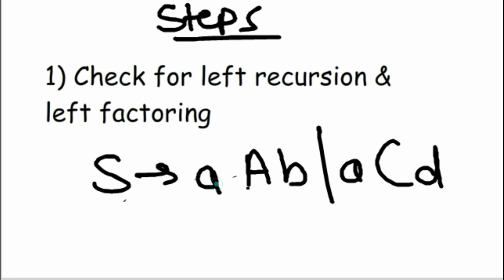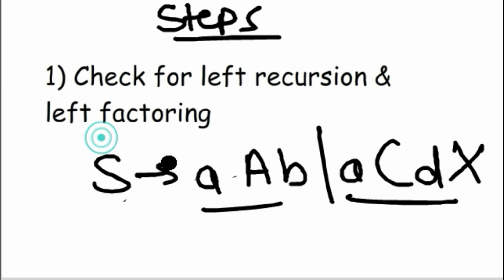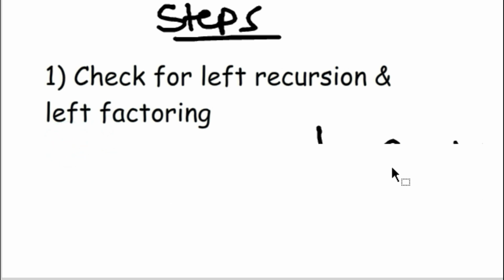In this example, you can see that this is an OR symbol. In between the OR symbol, we have two options. This one also starts with small a and this one also starts with small a. And if both of those start with small a, we don't know which one to start with. This is called left factoring. And if there is left factoring, we cannot check if the grammar is LL1 or not. So first we have to eliminate left factoring and then we can solve the given grammar.